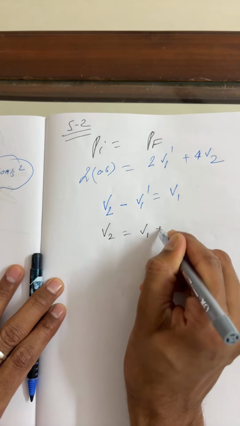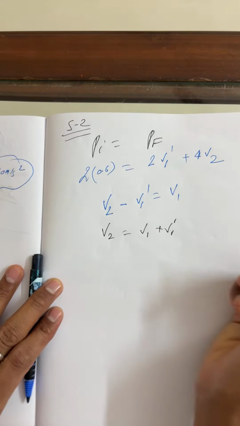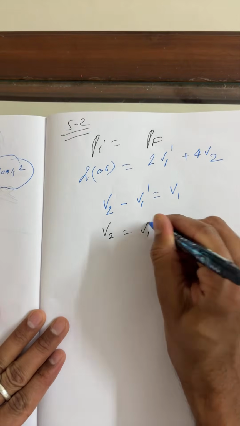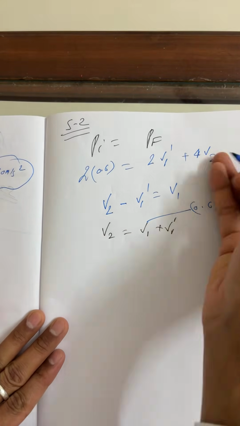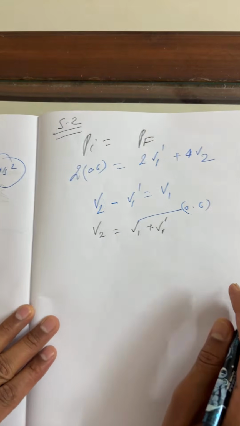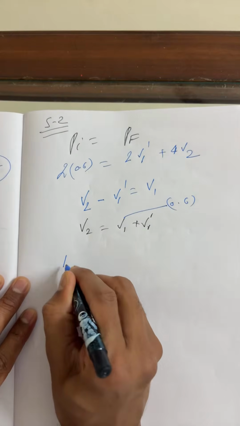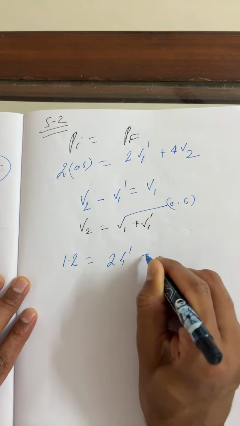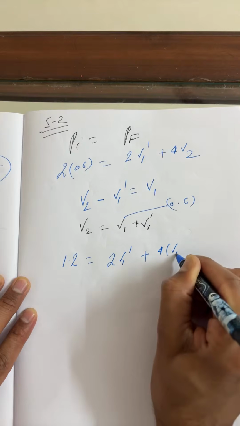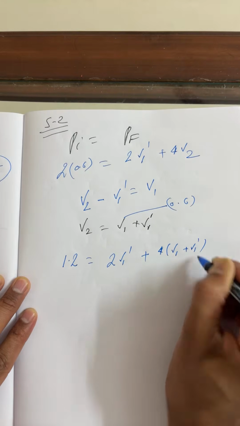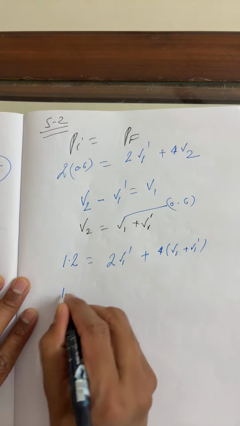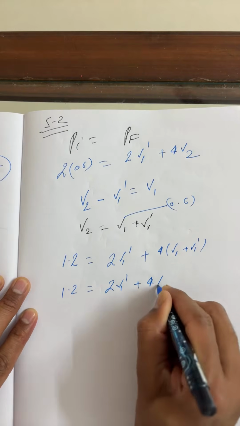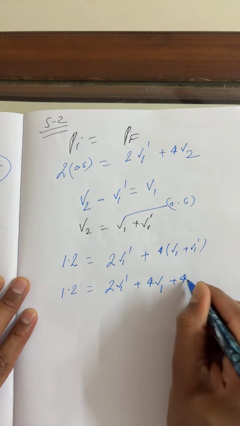v2 is equal to v1 plus v1 prime. Now we get v1 from this equation. v1 is 0.6, so we fill this value in. 2 into 0.6 is 1.2, which is equal to twice v1 prime plus 4 times v1 plus 4 times v1 prime, where v1 is known to us.